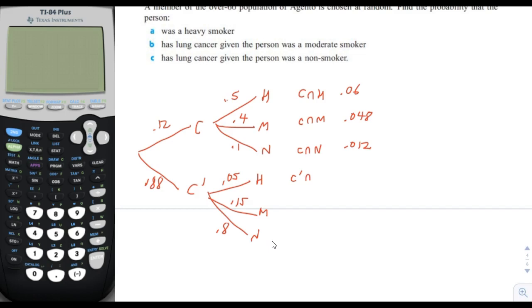Non-cancer intersect with heavy smoker is going to be 0.88 times 0.05, which is 0.044. 0.88 times 0.15 is moderate smoker with no cancer, 0.132. And non-smoker and non-cancer is 0.704.